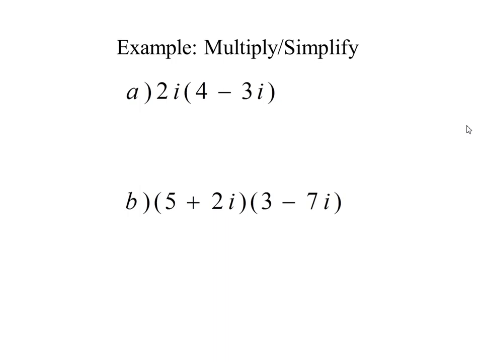All right, letter B. Pull this out. Do the FOIL method on this. Distribute it out. Effort goes a long way. Push a pencil.